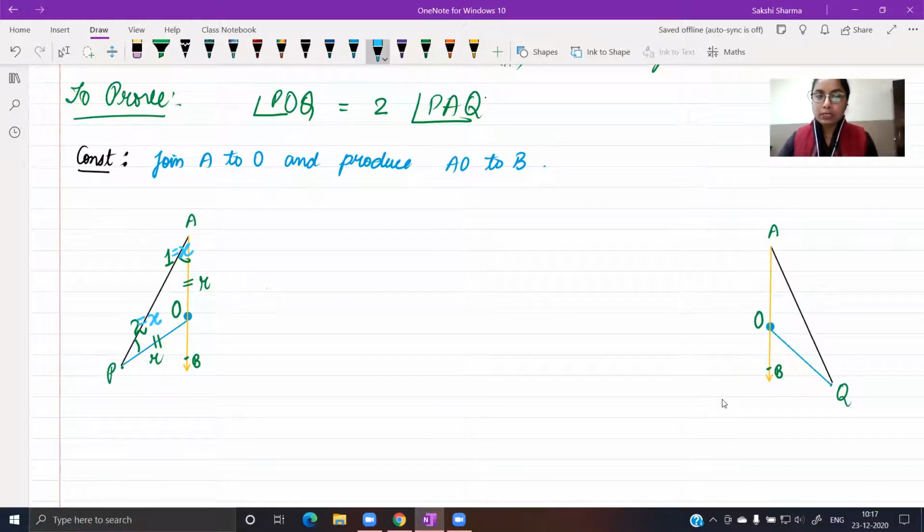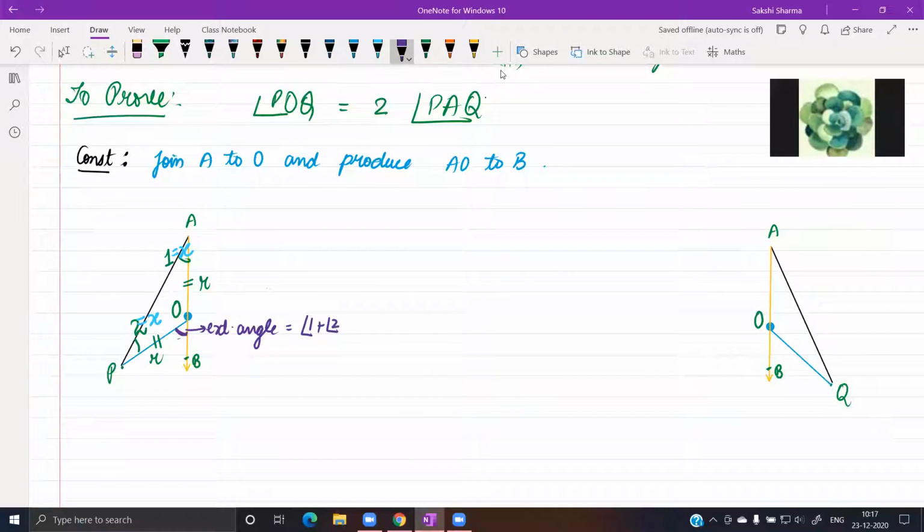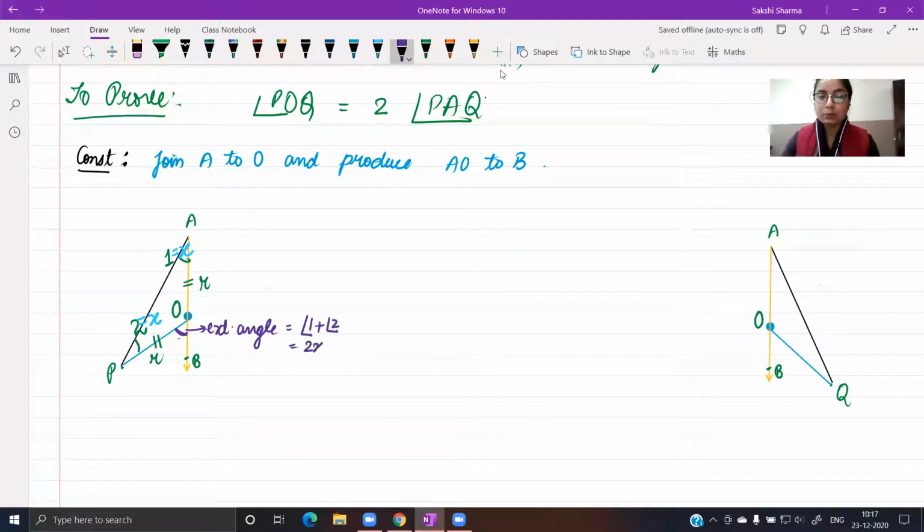With the help of these two angles, I'm going to find the exterior angle formed here. Using the exterior angle property of the triangle, I would like to find this exterior angle BOP formed at point O. And this will be equal to the sum of angle 1 and angle 2. This will be 2x.